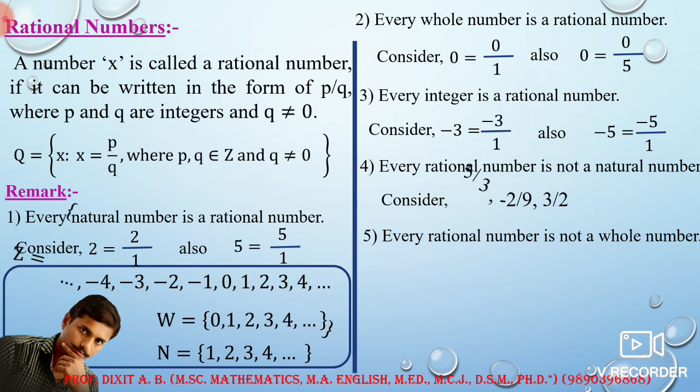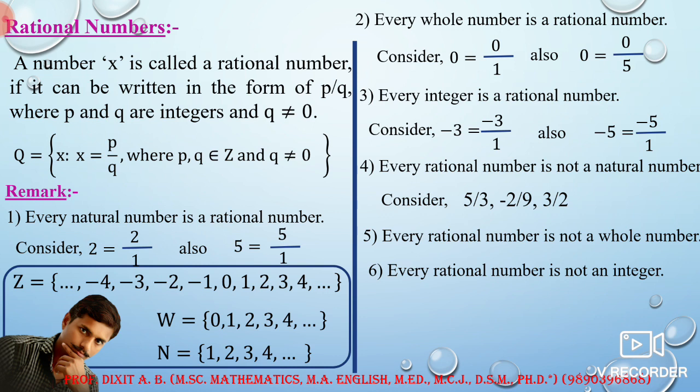Again we'll see the last remark. Observe this Z and the given three numbers. Again these rational numbers are not included in Z also. So again here is my sixth remark: every rational number is not an integer. It means natural is a whole, whole is a rational, but the converses are not true.